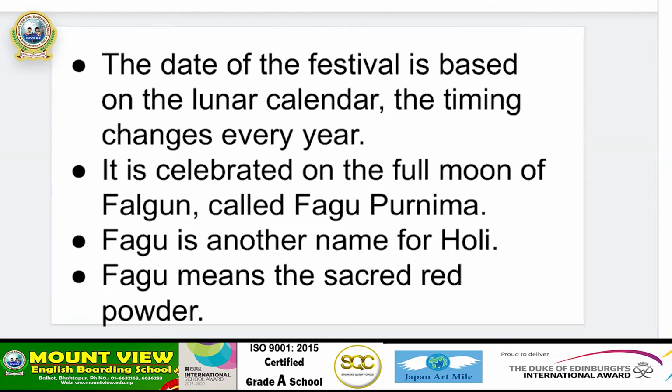Besides the color, nowadays people start to play Holi with water also. You can say water balloons. You throw them at each other and exchange, and at that time all the people gather together with colors and water. So this is about Holi.